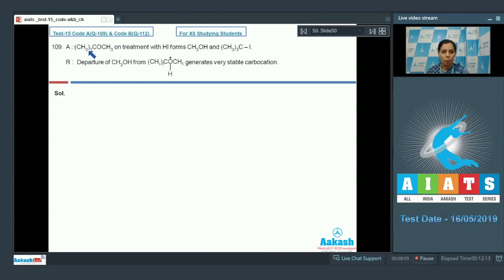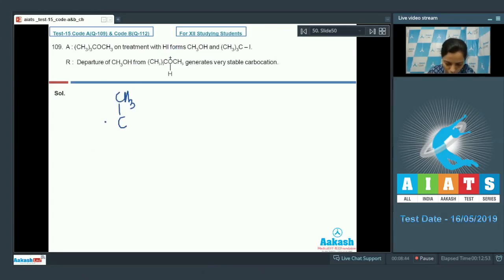After that, question number 109. Here is a compound that's an ether, (CH3)3C-OCH3. On treatment with HI it forms methanol and (CH3)3C-I. It means a tertiary iodide is forming. The reason is: departure of CH3OH from this oxonium ion generates a very stable carbocation. It means in this case we need to have a look at the mechanism of the reaction of this ether with HI. Let's check what will happen.